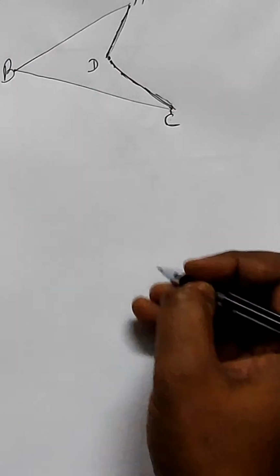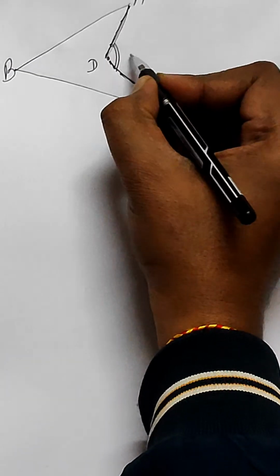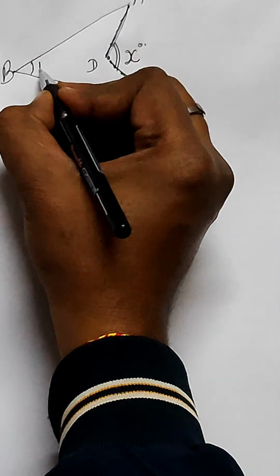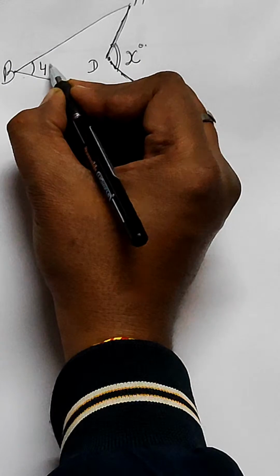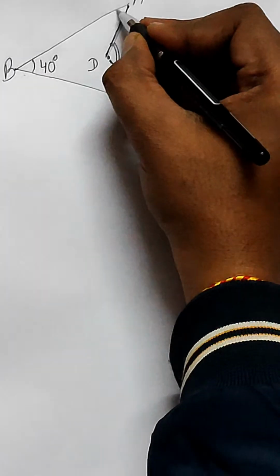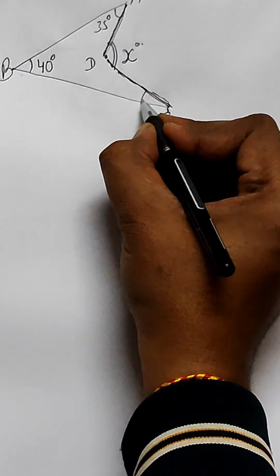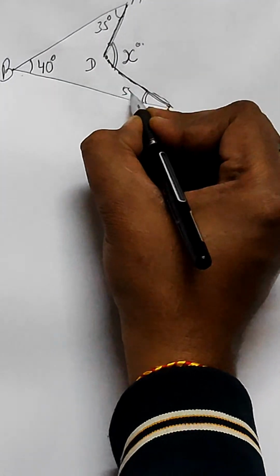Now we need to find the value of this. This is given as x. We need to find the value of x if this angle B is given as 40 degree, A is given as 35, and this angle is given as 55.